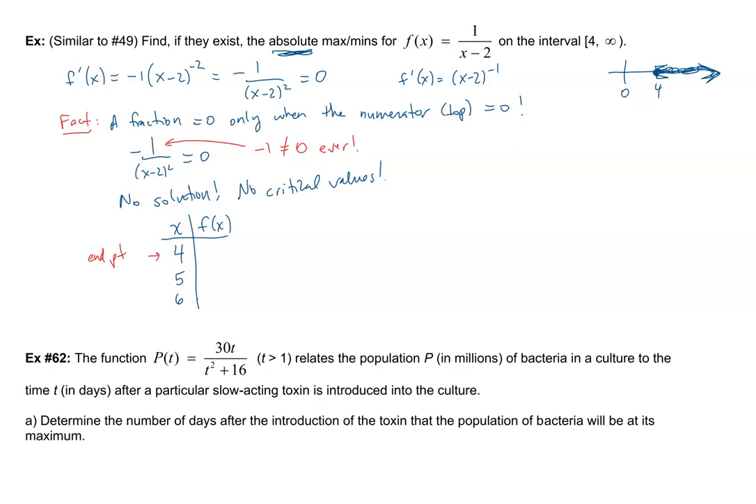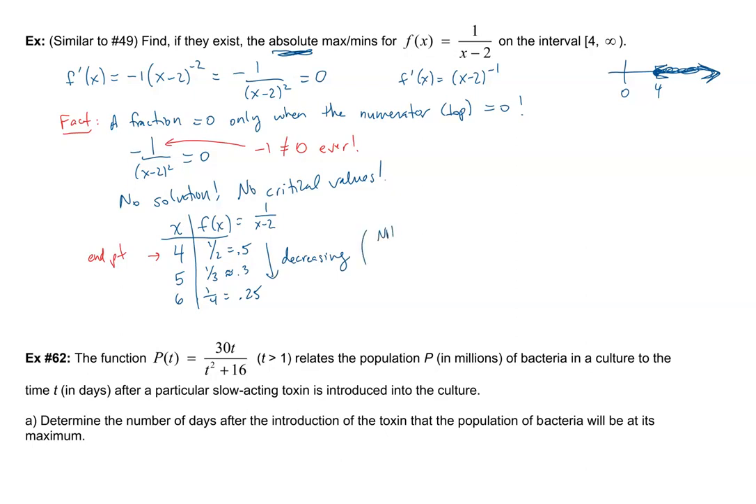So again, f of x, which is the original 1 over x minus 2, if I plug in a 4, I get 1 over 2, or 1/2, or 0.5. If I plug in 5, I get 1 over 3. It's about 0.3 or so, approximately. If I plug in a 6, I get 1 over 4, which is 0.25. Aha! I can see that f is decreasing.